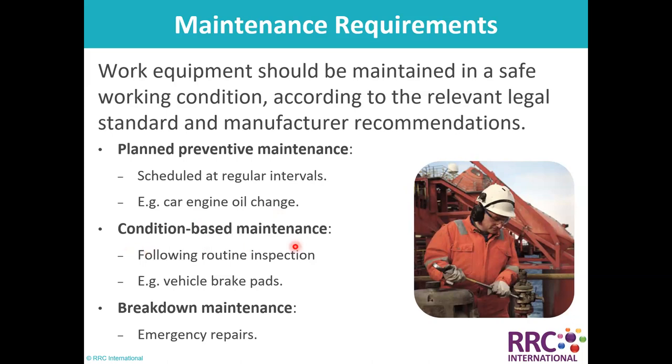Next is condition-based maintenance. Condition-based maintenance is where you follow the routine inspection, and during the inspection you identify that there is something which needs to be changed. For example, vehicle brake pads are required to be changed. Next is breakdown maintenance. That kind of maintenance is when some kind of repair comes. For example, during the operation of the machine, if the machine gets a fault, or during any incident or unwanted event, then we go for maintenance. That is what we call breakdown maintenance. So basically we have three different kinds of maintenance: planned preventive maintenance, condition-based maintenance, and breakdown maintenance.